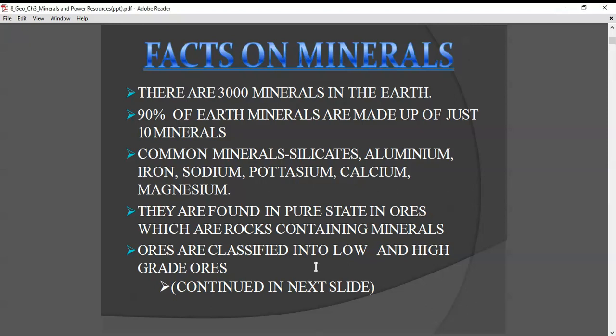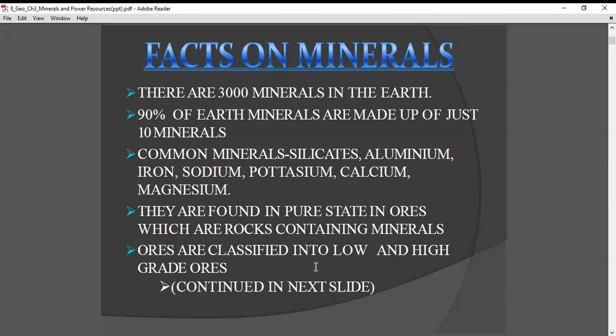Okay. So out of these 3000 minerals that we find on our planet Earth, there are only just 10 minerals which are found in the largest quantity and make up more than 90% of the minerals found on our planet. So common minerals are silicates, aluminium, iron, sodium, potassium, calcium, magnesium.